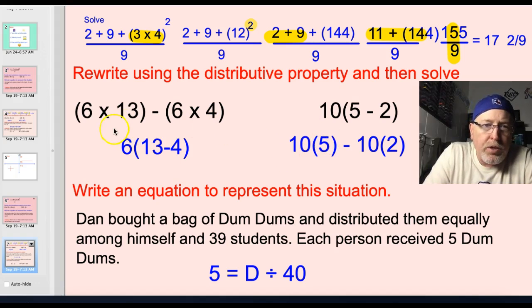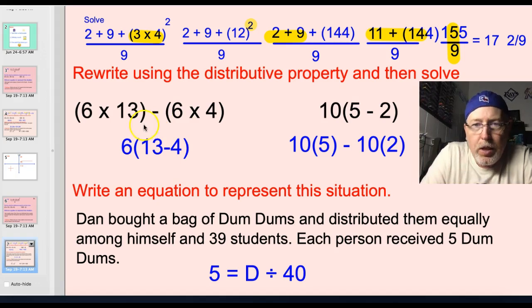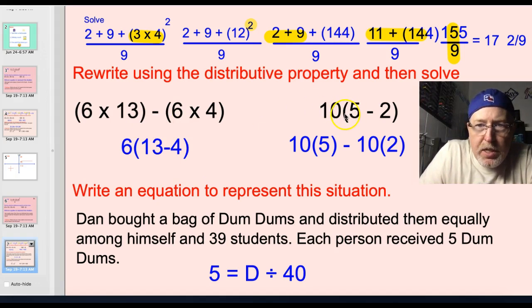All right, rewrite these using the distributive property. Up here you've got 2 sets of parentheses. The 6 has been repeated or passed out or distributed, so we'll just put it out front. 6 times 13, there's my 6 times 13, minus 6 times 4. There's my 6 times 4. We're good. Here we have 1 set of parentheses, 10 times a quantity of 5 minus 2. We're going to go to 2 sets of parentheses, and I'm just going to write it this way, 10 times 5 minus 10 times 2.